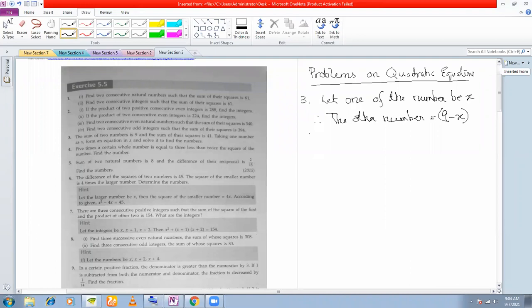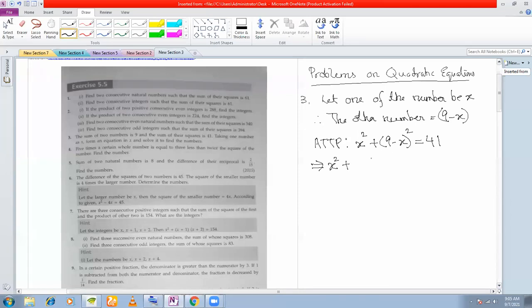Now, if you see the conditions given, the sum of the squares is 41. So according to the problem, the sum of the squares is 41. That means the sum of the squares of this number x and the other number 9 minus x is 41. This will give us a quadratic equation which we shall solve to find the value of x. So let's go ahead and solve.